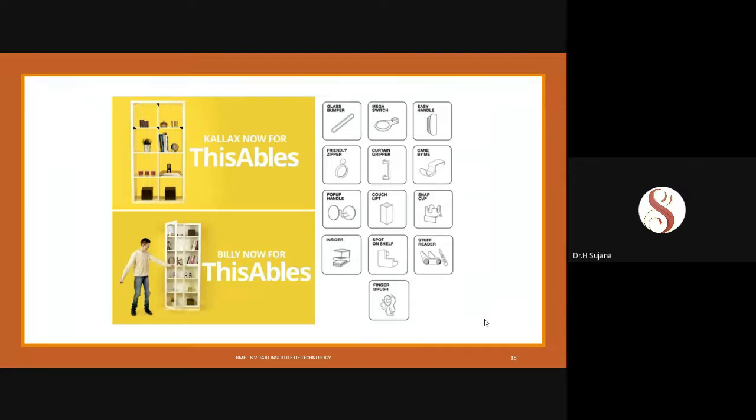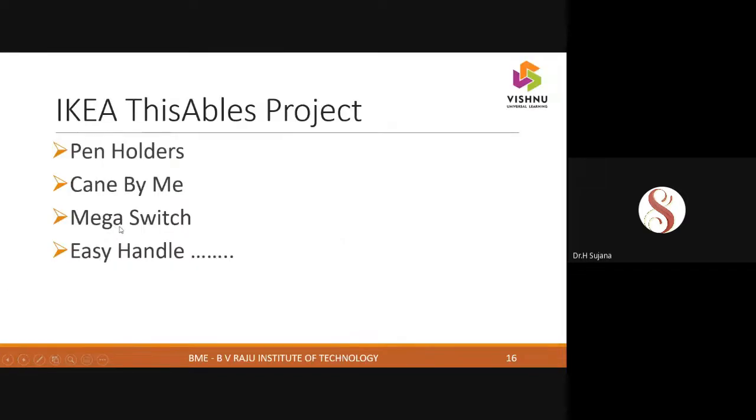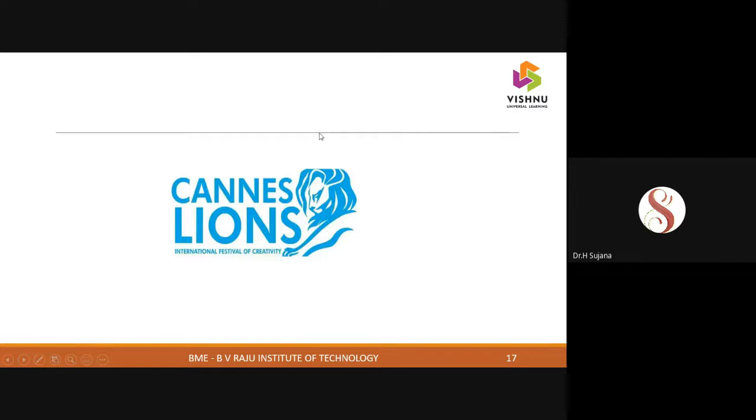And now after this, they have come up with solutions for children, like different children, what are the problems they're facing and how can they be addressed. So some of the things, I didn't put all the 13, but some are like simple pen holders, Cane by Me, mega switches, like switching on the light, and easy handlers, like tap openers and things like that. So this is the one project which was taken up by IKEA. And they also won the Cannes Lions International Festival of Creativity 2019 for creativity.